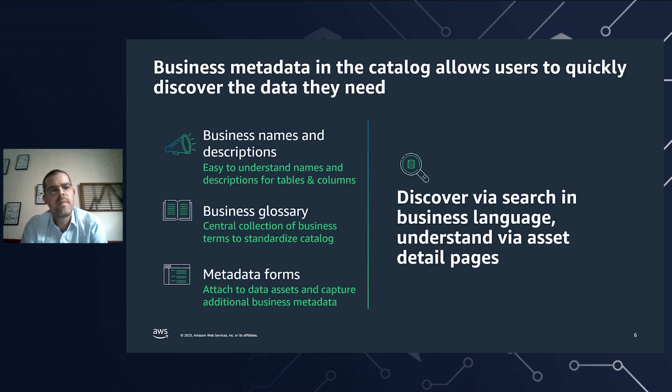Thanks, Shikha. Within DataZone, it's the catalog with its business metadata that allows users to quickly discover the data they need for their job. They discover it via search in business language, or they understand it by looking at data asset detail pages and checking out the business metadata that it presents. That includes, for example, business names and descriptions, which are easy to understand, names and descriptions for tables and columns. It includes business glossary, a central collection of business terms to standardize the catalog, and metadata forms, which can be attached to data assets and capture additional business metadata.